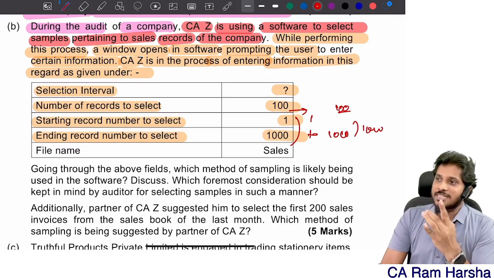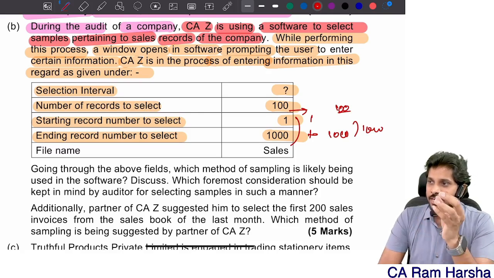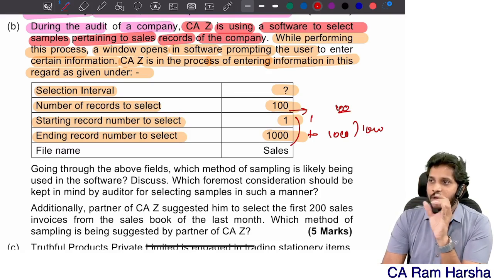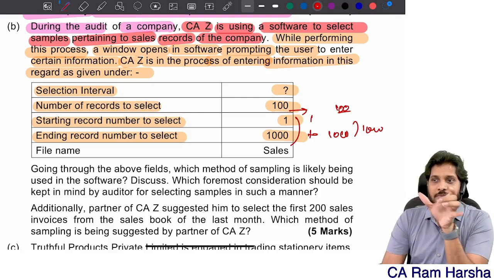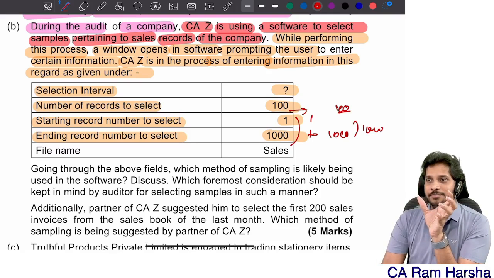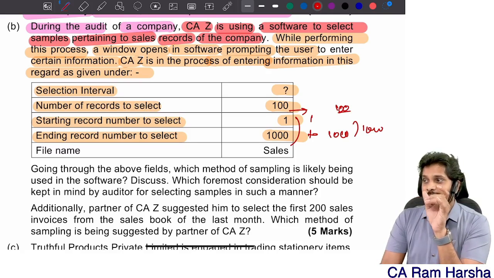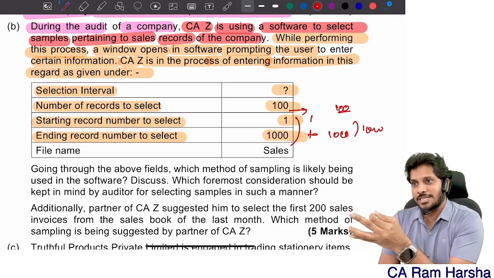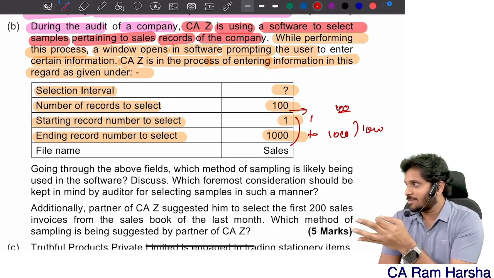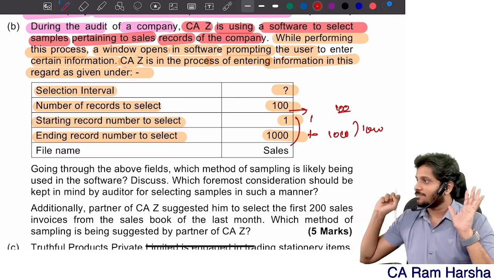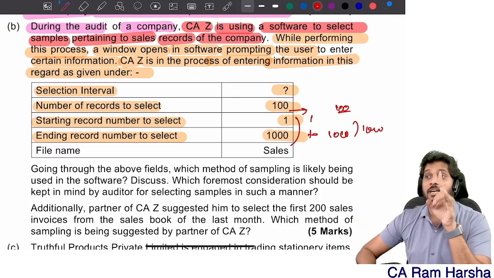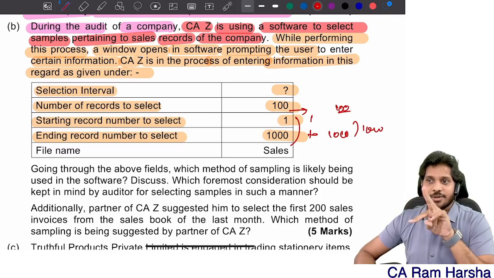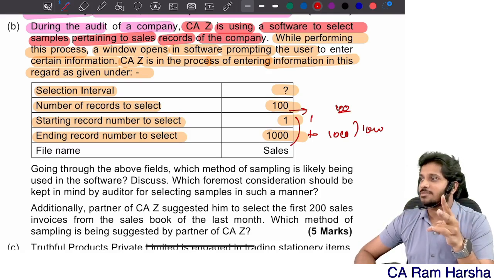And simple random sampling means what? The auditor randomly selects items in the population where every item will have a chance of selection. What is the difference between simple random sampling and haphazard sampling? In simple random sampling we use a computerized technique. In haphazard sampling, we don't use a computerized technique; we randomly pick. Whereas in simple random sampling, we use a random number table or a computerized software. That's the difference between haphazard and simple random sampling.